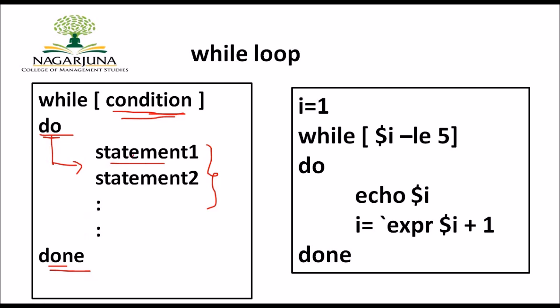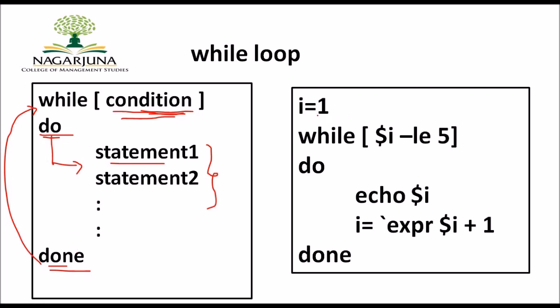And once these statements are completely executed, again the control is given back to your while statement to verify the condition. So your while statement keeps executing the set of statements present in do and done till the given condition is true. Once the condition is false, none of the statements present within do and done will be executed. So here we have a simple example for that.